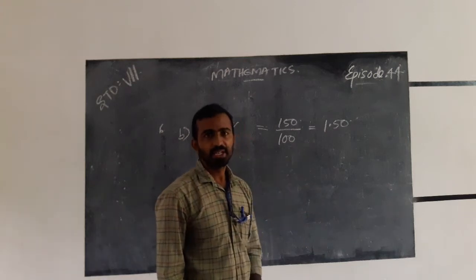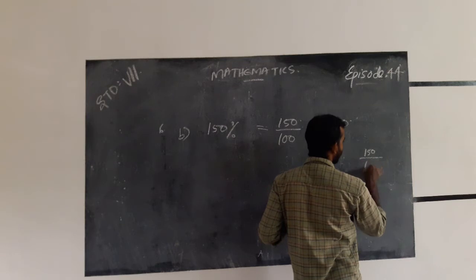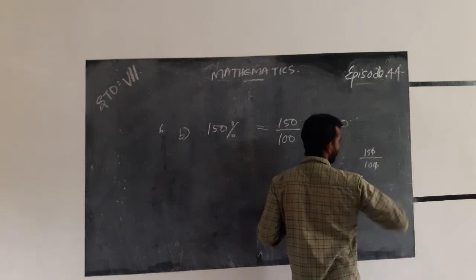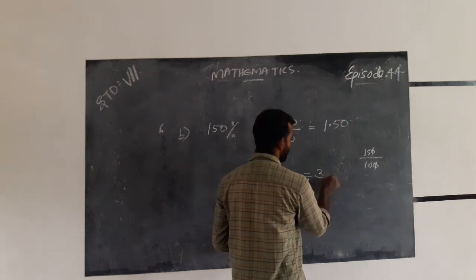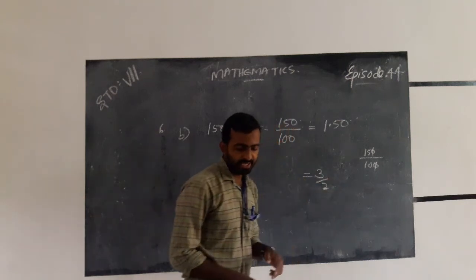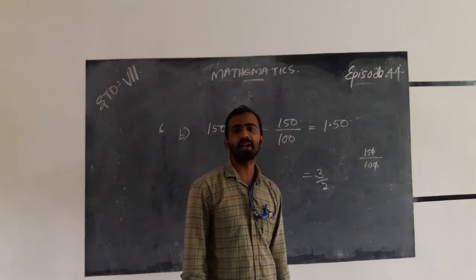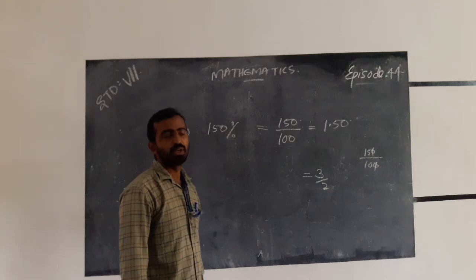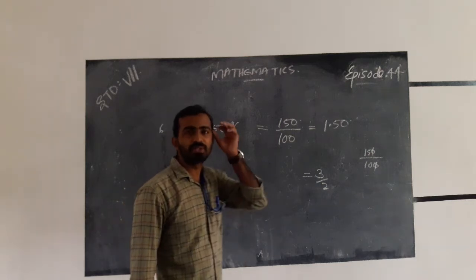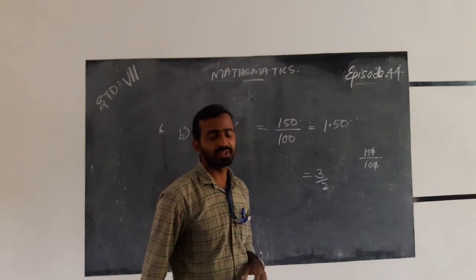What is the simplest fraction? Here we can write 150 by 100 as 3 by 2. So the simplest fraction form is 3 by 2 and the decimal form is 1.50. Is it right? Yes, it is right.